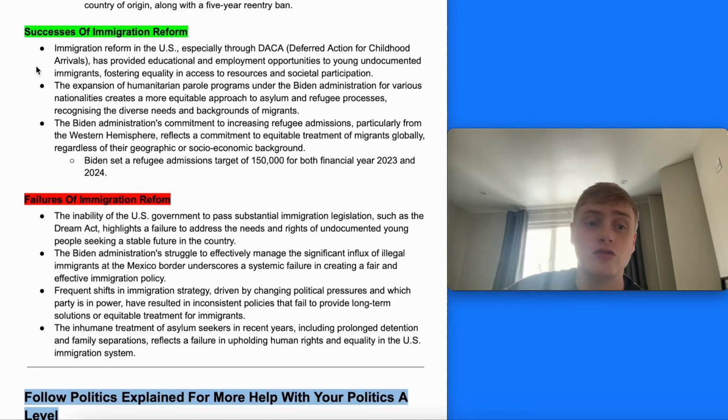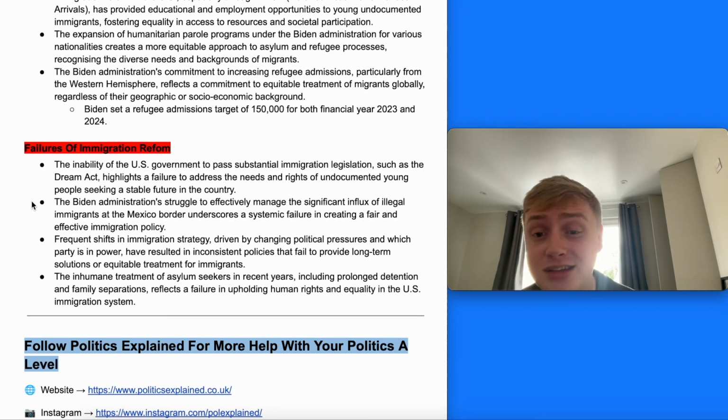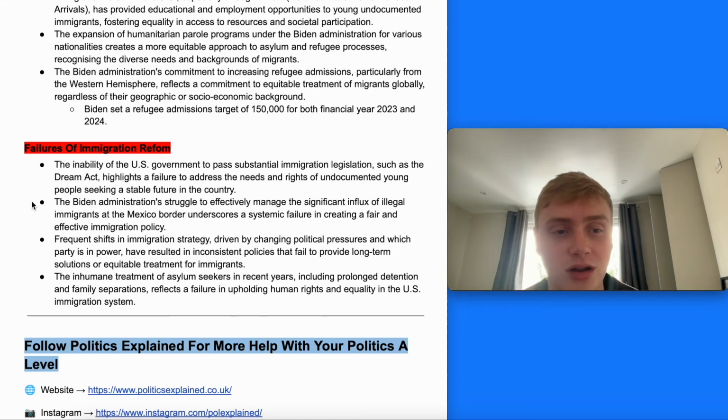On the other hand, there's been notable failures. The inability of the US government to pass substantial immigration legislation through Congress, such as the DREAM Act, highlights a failure to address the needs and rights of undocumented young people seeking a stable future in the country. The Biden administration struggled to effectively manage the significant influx of illegal immigrants at the border, which underscores a systemic failure in creating a fair and effective immigration policy.